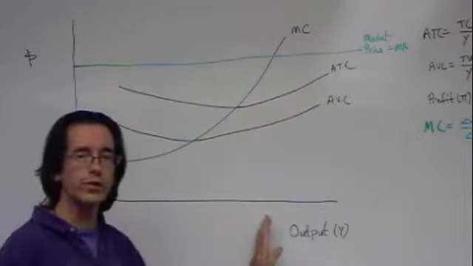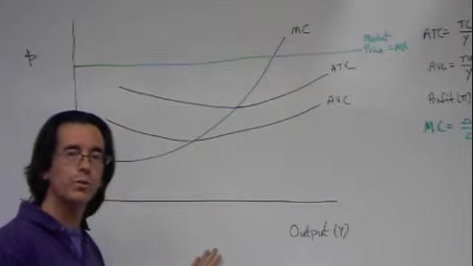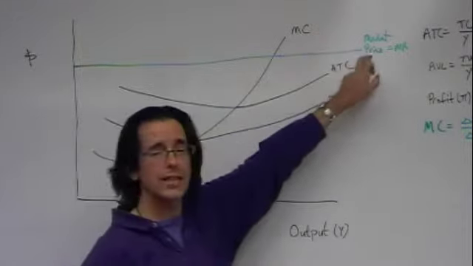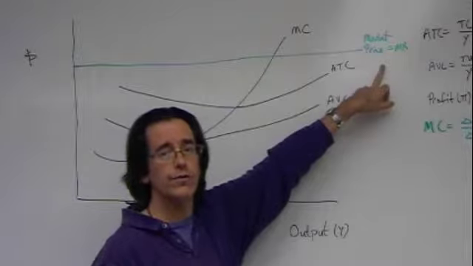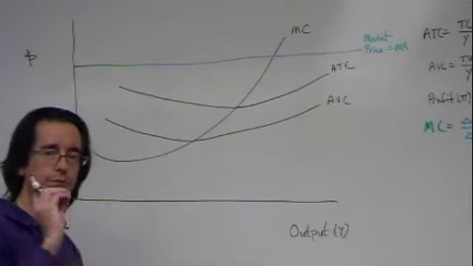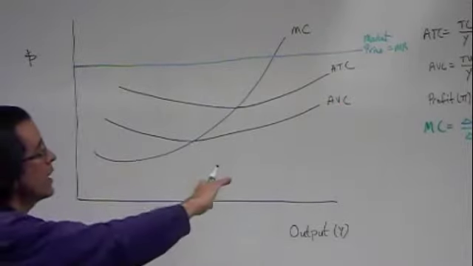Regardless of the output choice, if the firm produces one more unit of the good, it's just going to get the market price for that unit of the good. Okay, so that's the first step, drawing that horizontal line.